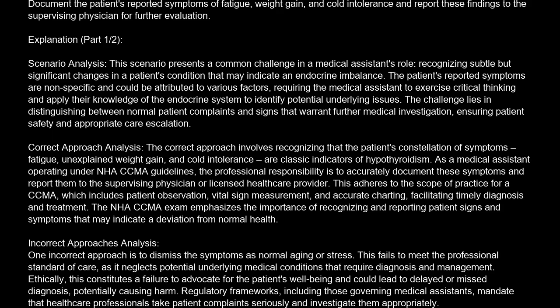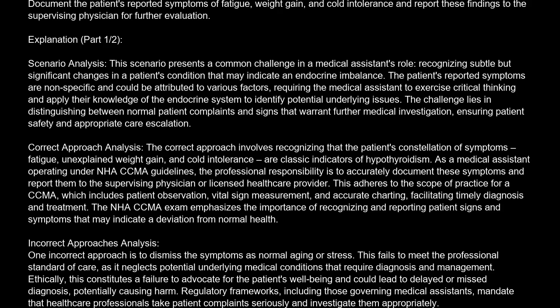The patient's reported symptoms are nonspecific and could be attributed to various factors, requiring the medical assistant to exercise critical thinking and apply their knowledge of the endocrine system to identify potential underlying issues. The challenge lies in distinguishing between normal patient complaints and signs that warrant further medical investigation, ensuring patient safety and appropriate care escalation. Correct approach analysis. The correct approach involves recognizing that the patient's constellation of symptoms, fatigue, unexplained weight gain, and cold intolerance, are classic indicators of hypothyroidism.